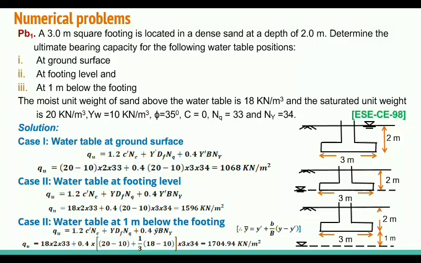If the water table is above the base of the footing, then the surcharge will be affected. If the water table is below the base of the footing, the third term, which is the weight of soil beneath or below the footing, will be affected, right?